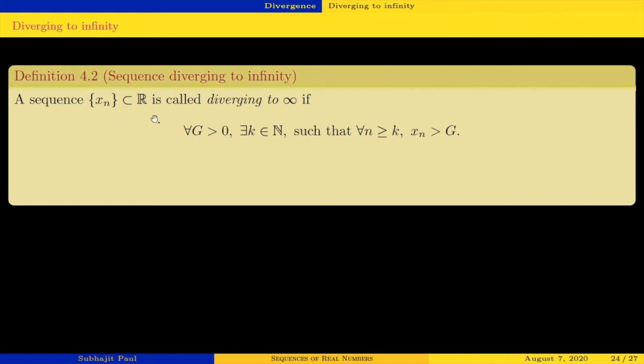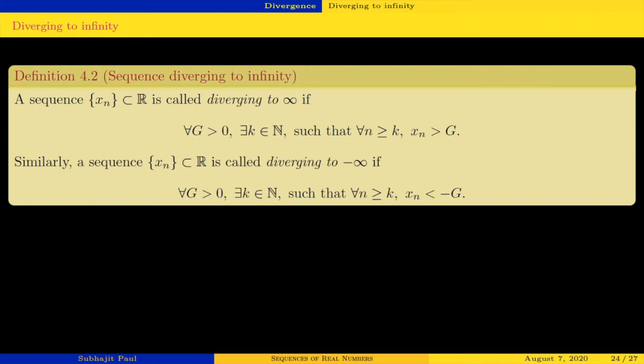So a sequence x_n of real numbers is called diverging to plus infinity if, understand the definition, for every positive number g, there exists a natural number, a threshold term index k, such that for all terms after that threshold term index, x_n exceeds g. Okay, and this is the definition of diverging to infinity.